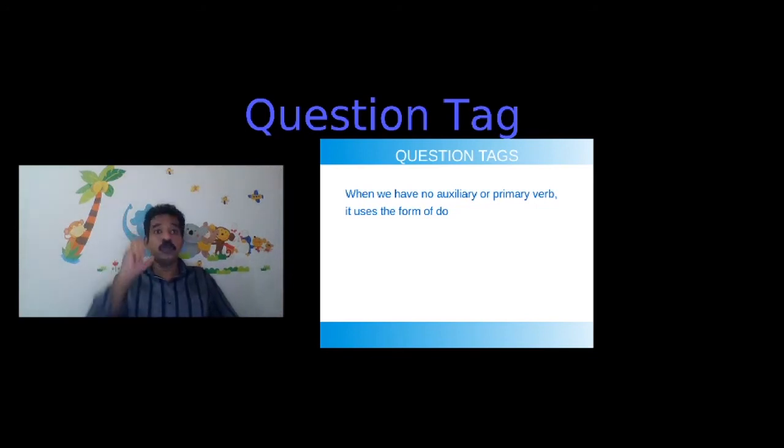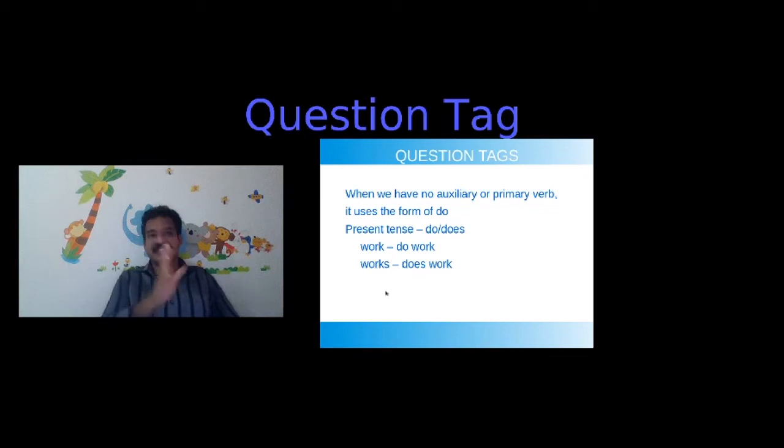When there is no auxiliary verb or a primary verb in a sentence, it uses the form of the primary verb do. So present tense, do or does. Work is a word in present tense. It actually means do plus work. And if it is works, it means does work. So what happens actually is, we have to check whether the verb has an S form. If the verb has an S form, the do also has an S form. So do plus S is does. So work will become do work and works will become does work.